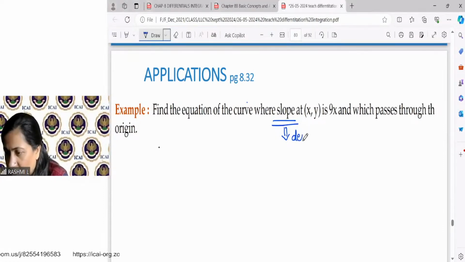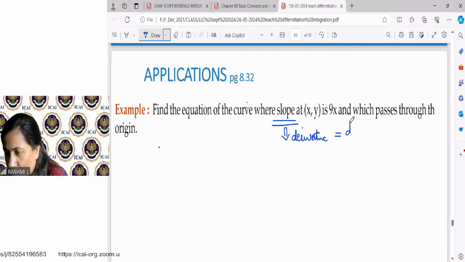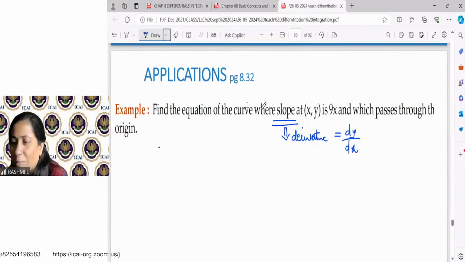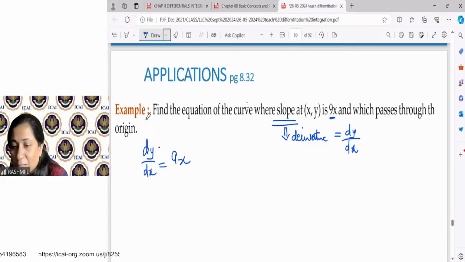It is giving you the derivative. So what is given to you? Derivative. Where slope at xy, so derivative is given. So slope at xy means what? dy by dx is given. So they have given you dy by dx equal to 9x. Find the equation of the curve where slope is 9x, which passes through the origin.